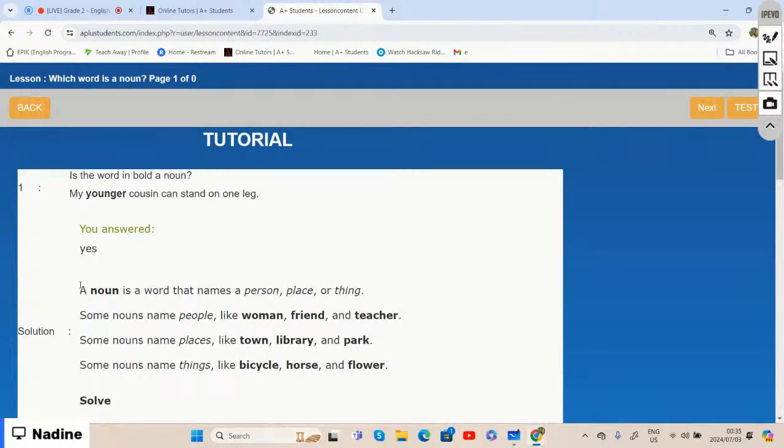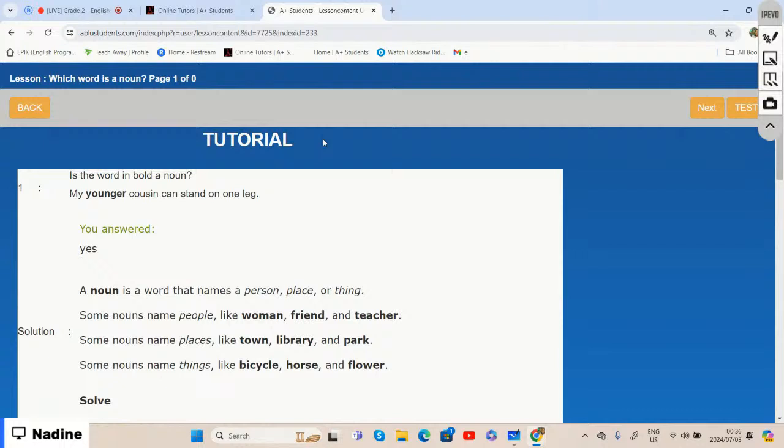And we made an example where we said some nouns name people like woman, friend, teacher. Some nouns name places. It can be town, library, park. Some nouns name things like bicycle, horses, flowers, right? In this case they put horses, they put animals under things, right?